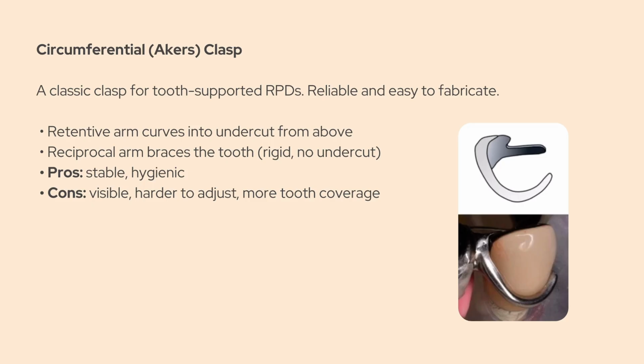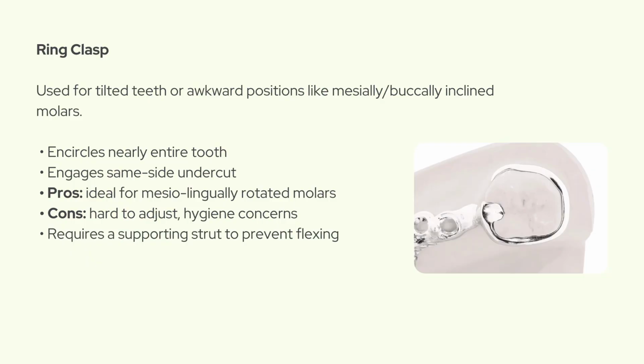This design gives us really solid stability and doesn't trap as much food as infrabulge clasps. But yeah, it's not perfect. It's more visible. It covers more of the tooth, and it's harder to adjust because of its half round profile. Now, there are times when you're dealing with teeth that are tilted or positioned weirdly, like say molars leaning mesially or buccally. And in those cases, you might need something like a ring clasp.